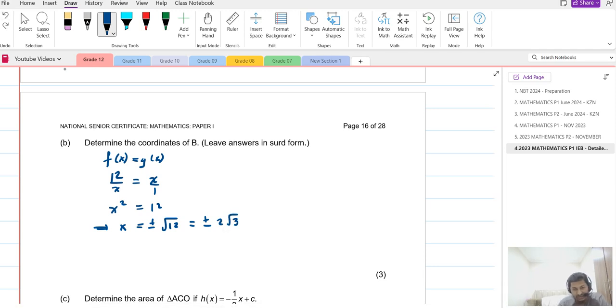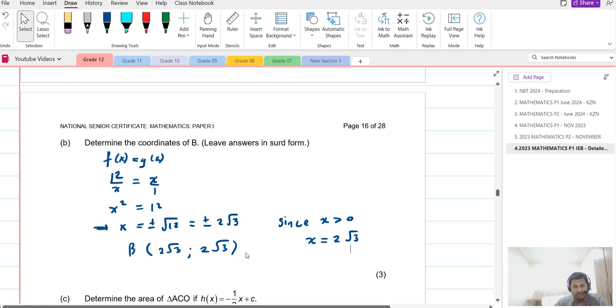Since x is positive, you're going to have the coordinates of B as 2 root 3 for the x value, and what's the y value? 2 root 3, because you're substituting the value of x. Since x is greater than 0, x is equal to 2 root 3, which is just the square root of 12. Substitute it into y equals x, you get the y value, which is 2 root 3. Right, so the coordinates of B are 2 root 3, 2 root 3.